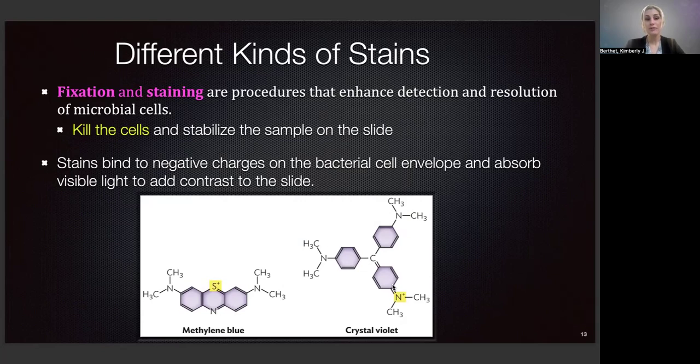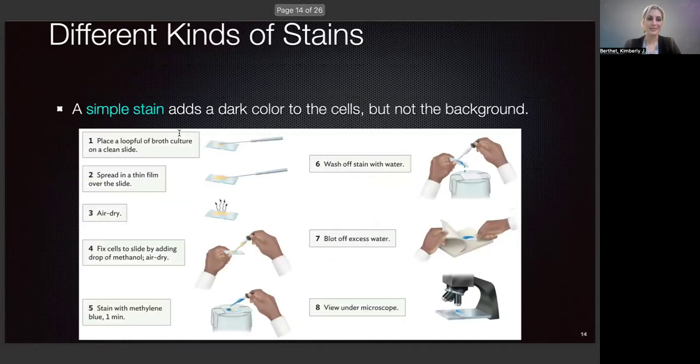movement. But if you're doing fixation and staining, making a slide prep, a smear, and then staining, you're going to be actually killing the cells and you're going to be adhering them to the slide, normally heat fixing them to the slide, and then follow with a staining procedure. The stains that we add are actually positively charged and they bind to our negatively charged cells. So most microorganisms have a cell wall that contains a negative charge. So positive charges will adhere to the cell wall. Here we see methylene blue and crystal violet. Those are 2 examples of stains that can be used to observe microorganisms.